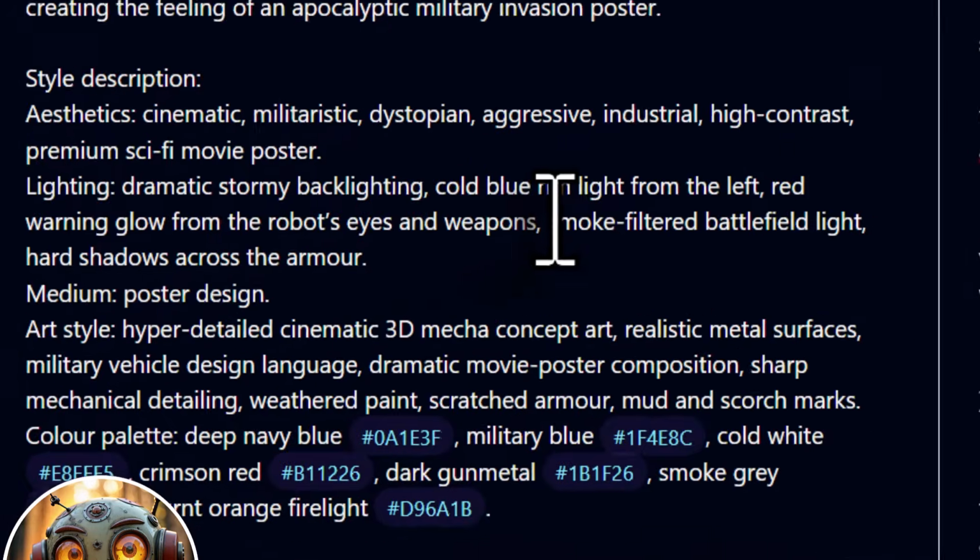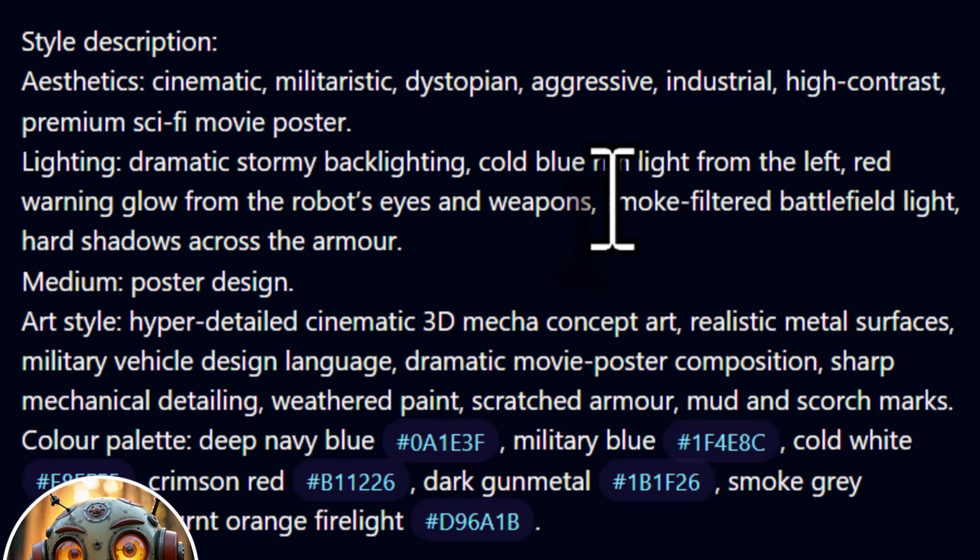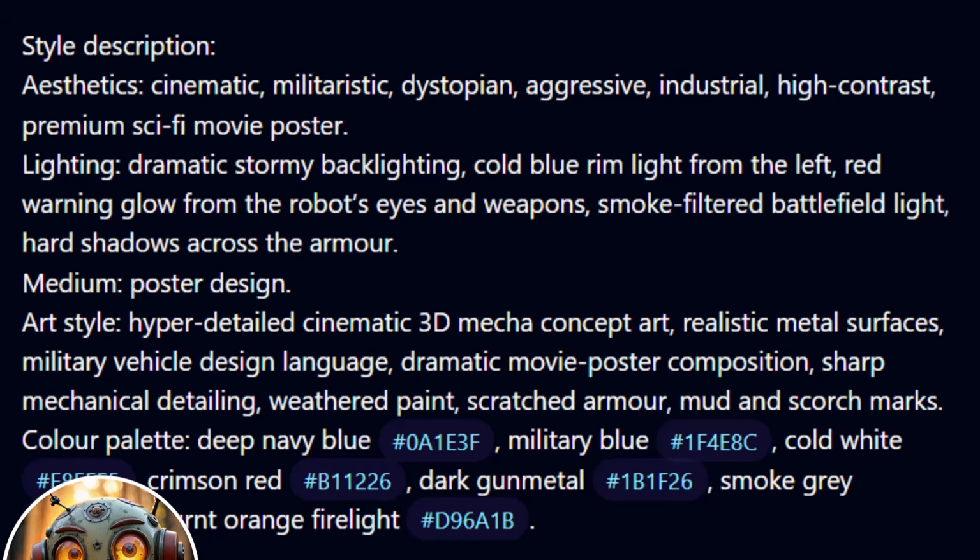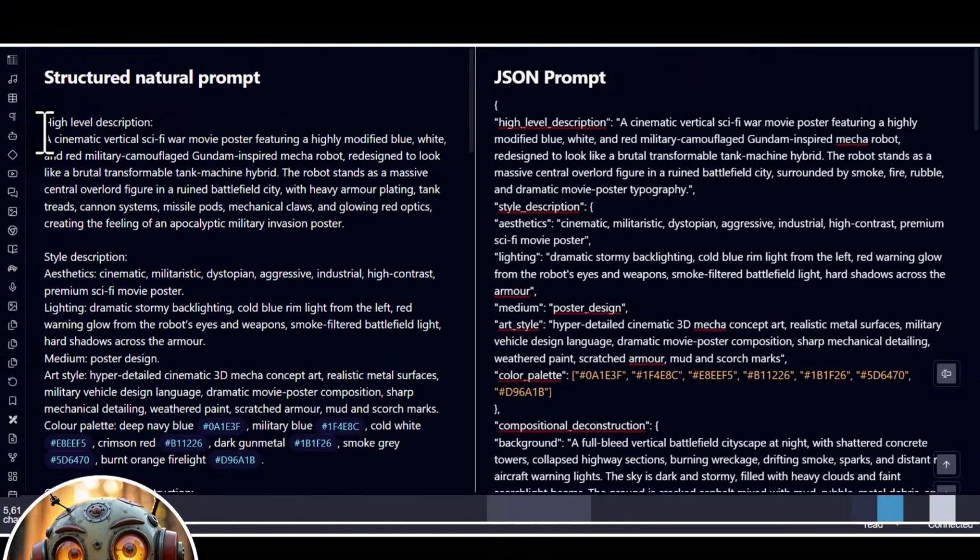Then we move into style, and this is where I messed up when I used Ideogram the first time. I would say things like cinematic, detailed, epic, and stop there. That is too vague. With Ideogram, it helps to split style into parts. Aesthetics is the mood. Lighting is how the light behaves. Medium is what kind of image this actually is. Art style is how the surfaces, rendering, and details should look. And color palette is your color steering. So instead of saying make it blue and red, you are giving the model the exact palette story. You are telling it how the colors should function inside the image.